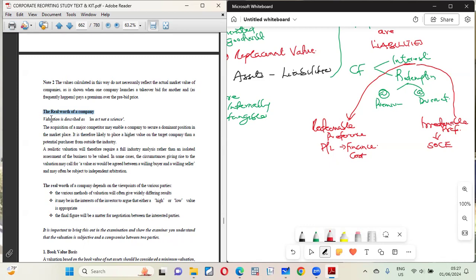But please, here, note that in this part of the exams, I've made a very important note. It is important to bring this out in the exams in terms of the real worth of a business and the fact that valuation, the final figure, will be a matter of negotiation. And also show your understanding that valuation is subjective. And sometimes one has to compromise between the two parties.